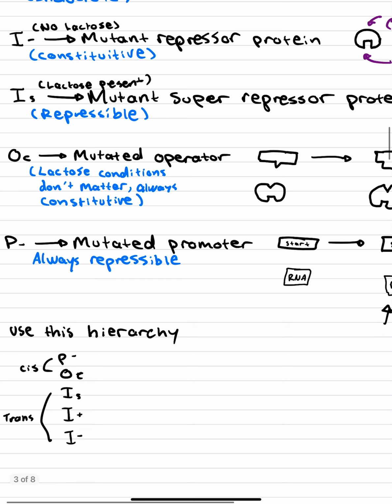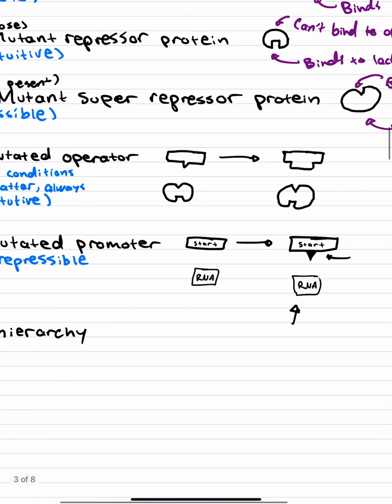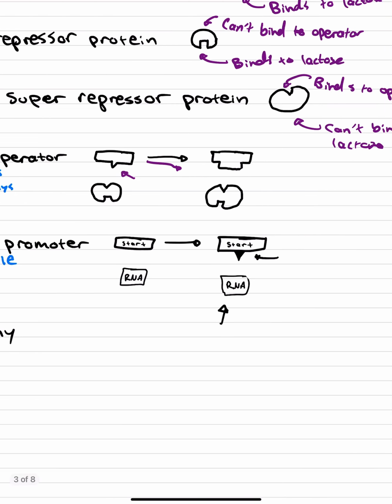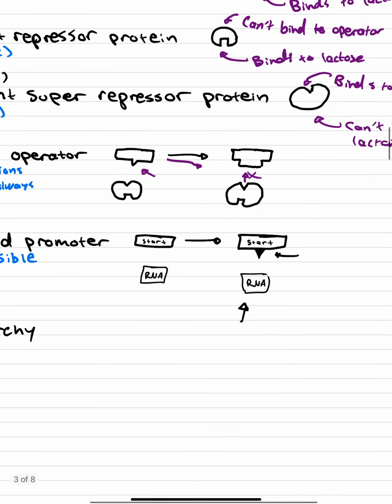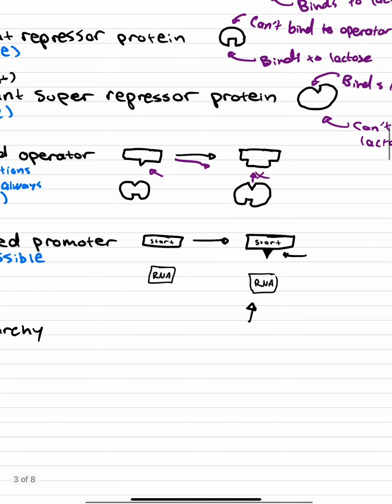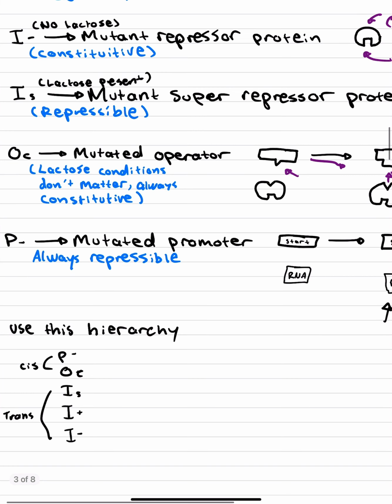Alright, if we were to have a mutation in the operator, OC, that is going to result in a change of the shape of the repressor protein binding area on the operator. So normally, where it would look like this, it would then switch to having a shape in which the repressor protein is unable to bind. Since the repressor protein is unable to bind, there's nothing going to be inhibiting RNA polymerase from transcribing the rest of the genes. That's going to result in constitutive expression.